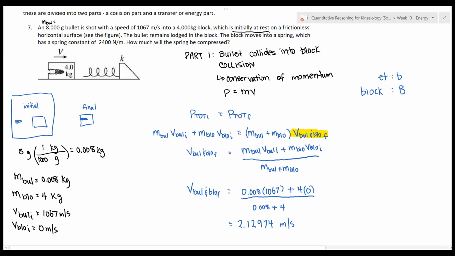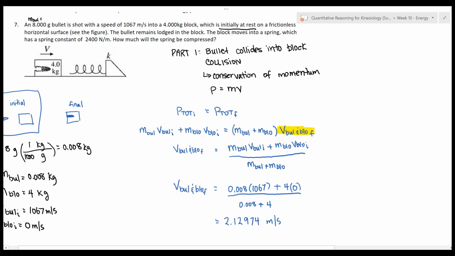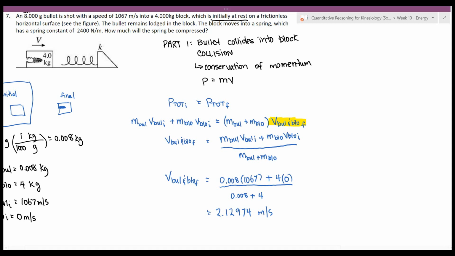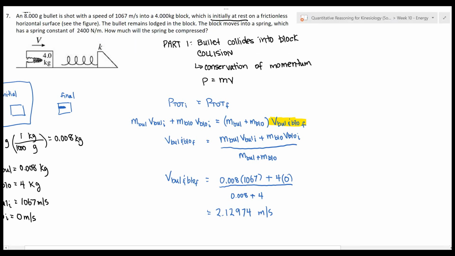Okay, so now we know how fast the bullet and the block are moving together before they compress that spring. So I'm going to move on to part 2, and part 2 is there's a transfer of energy. The bullet and block together are moving at the speed of 2.12974 meters per second. The spring is not compressed initially, and then the bullet and block collide into that spring and compress it. Okay, so this is an energy transfer problem.